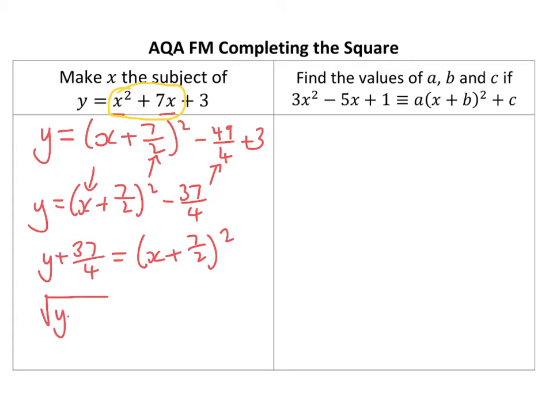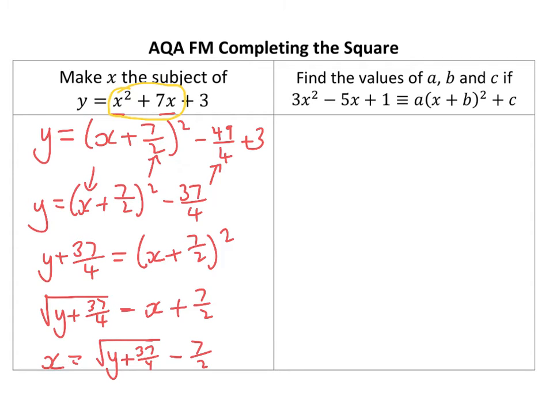Now, I always wanted to put plus or minus in front, but they don't do that in the Further Maths textbook, which is why I haven't done it here. So I'm just going to go x equals root y plus 37/4 minus 7/2. Okay, so there you go. I really want to put a plus or minus in front of the square root, but you don't have to according to the book. So there you go.